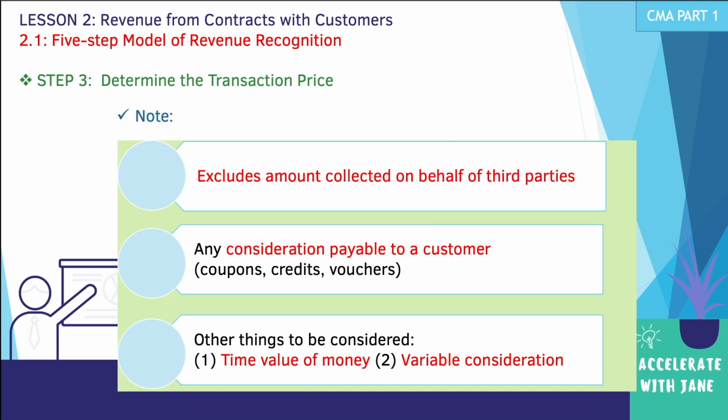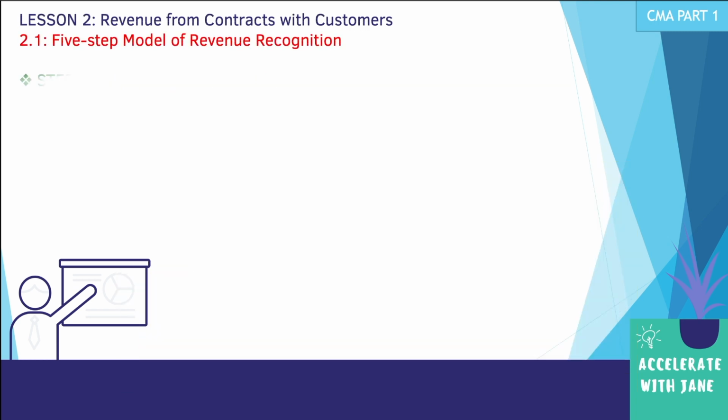A transaction price excludes amounts collected on behalf of third parties. So of course, if part of the consideration is on behalf of a third party, then that should not form part of the transaction price. Second, any consideration payable to a customer, for example, coupons, credits, and vouchers. Third, other things to be considered here, take note, time value of money and variable consideration. So these are underlying items that we need to consider in determining the transaction price. So let's discuss this in great detail.